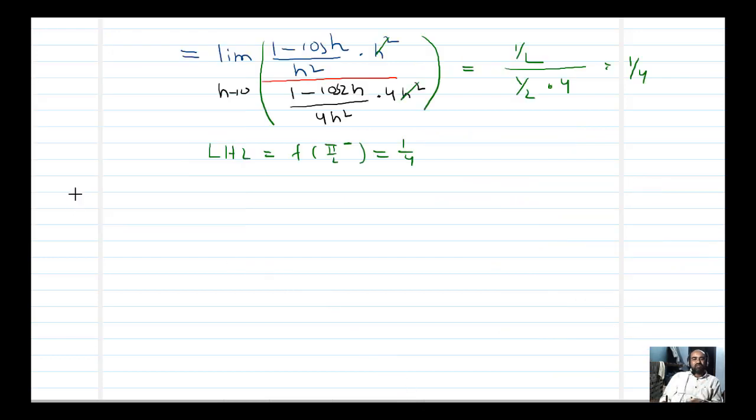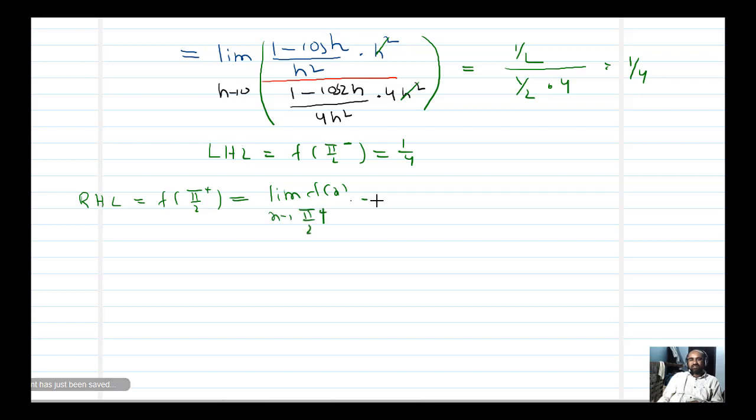Okay, now I want to find RHL, that is f of pi by 2 plus, the limit of f of x as x is tending to pi by 2 plus, which is the same as the limit of f of pi by 2 plus h as h is tending to 0.